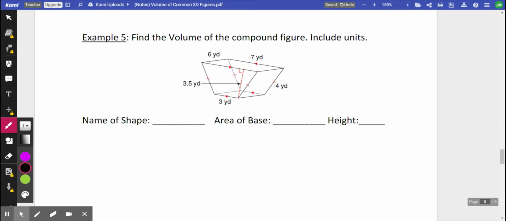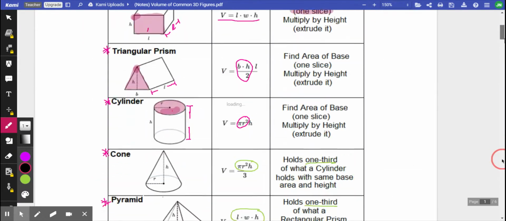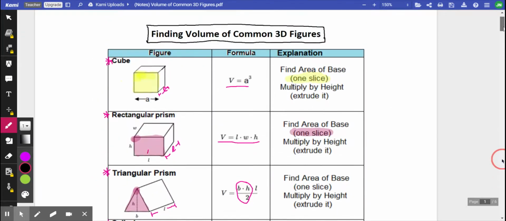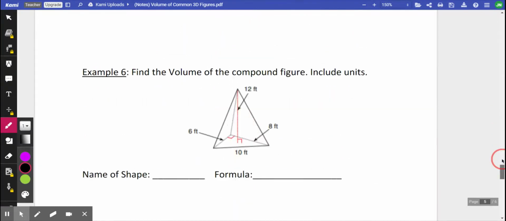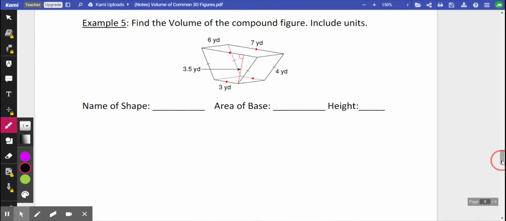Okay, example number 5. Again, there is no formula up there that'll tell you how to find a shape that looks like this, right? So there's nothing that will give you a shape that looks like this. However, you're able to find it by using the same process that we've been using so far. So find the volume of the figure, the three-dimensional figure.